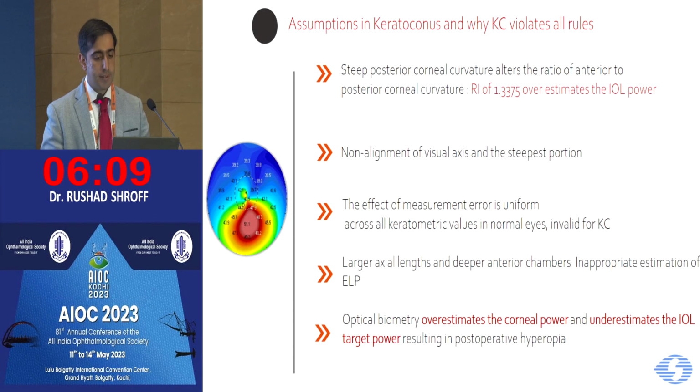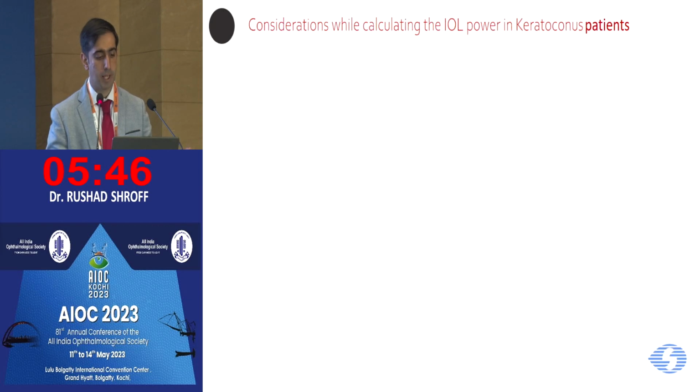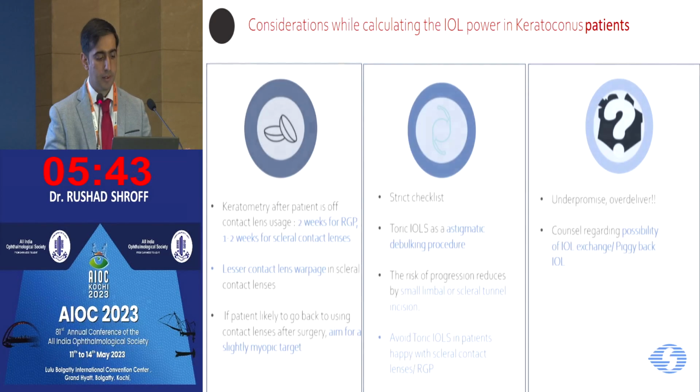So Casey violates these rules because the refractive index of 1.3375 does not actually work in this. Like I mentioned, non-alignment of the visual axis and the steepest portion, and there's larger deviation of the ELP. The optical biometer tends to overestimate the corneal power, and therefore you get an underestimation of the target IOL power and a post-operative hyperopia.